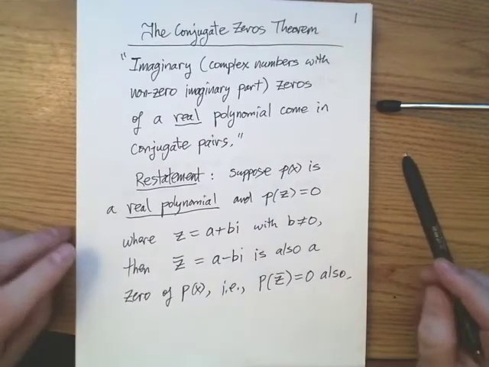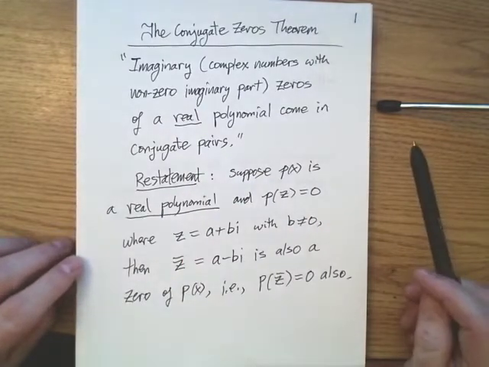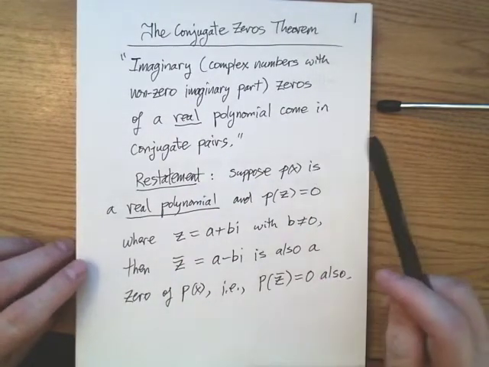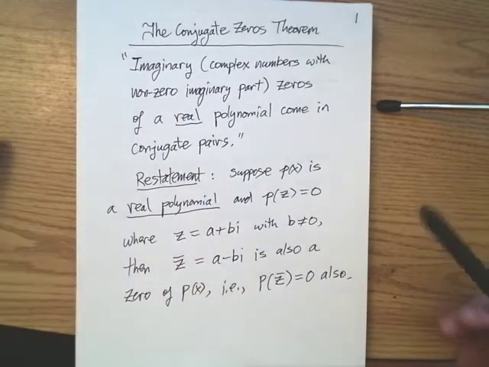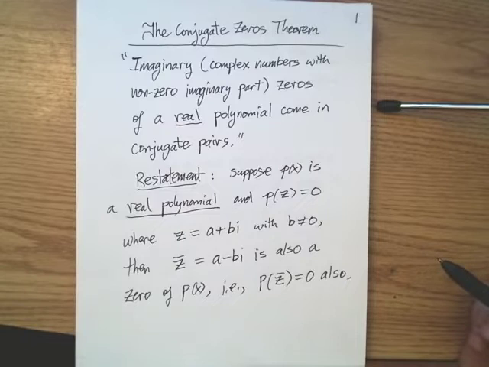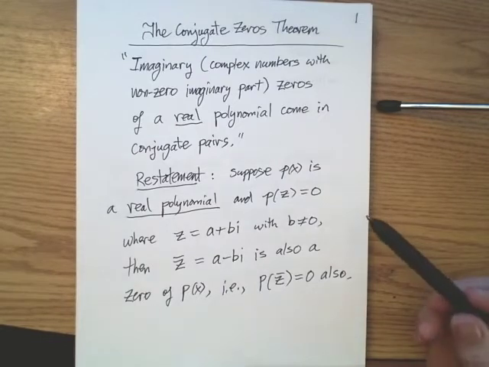Anyway, what do I mean by an imaginary zero? An imaginary zero, let's be specific, those are complex numbers with non-zero imaginary parts. Now, I don't just say complex zeros of a real polynomial come in conjugate pairs, because remember, every real number is also complex, right? It just has zero imaginary part. So I think this is the best way to express it.